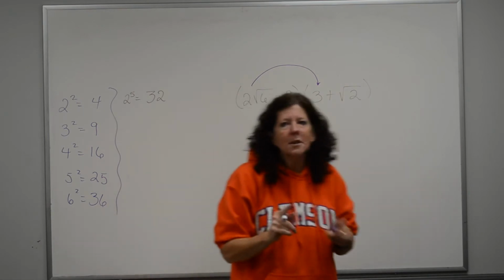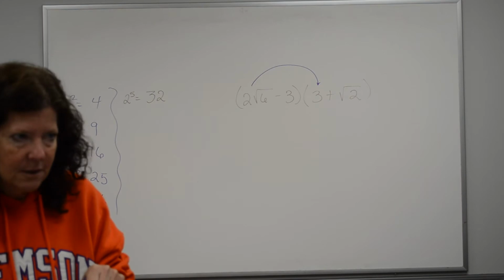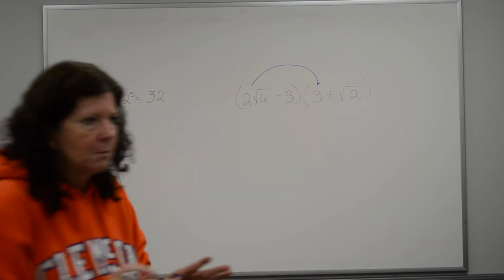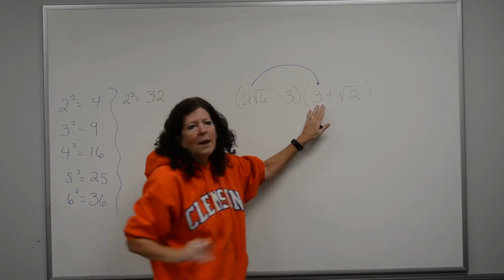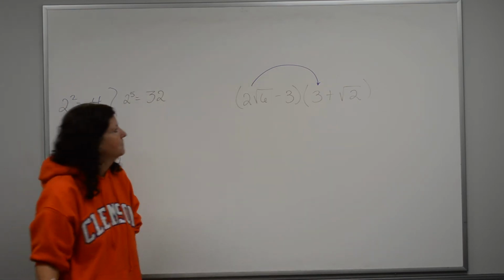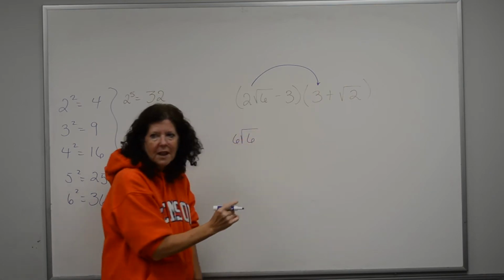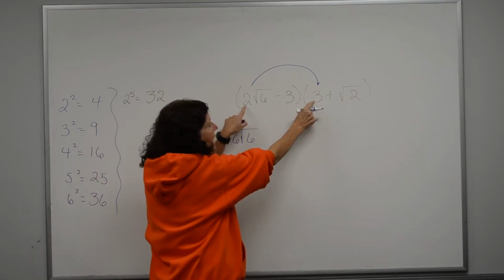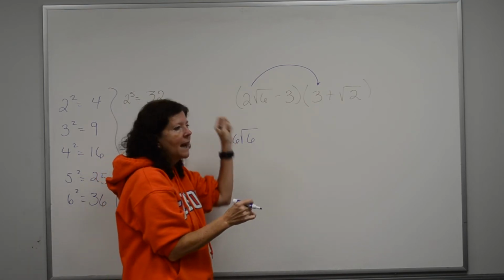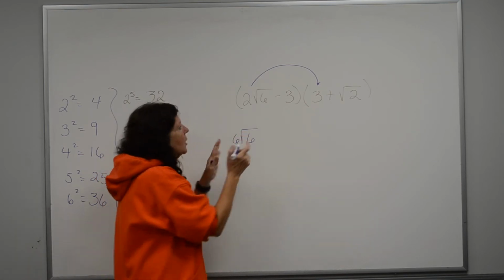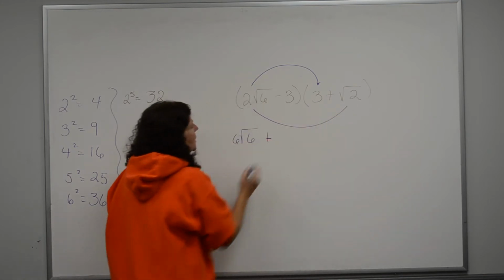You can only multiply what's on the outside of the square root together or what's underneath the square root together. You can't mix and match them. Okay, so if I'm doing 2 on the square root of 6 times 3, what do I have? 6 on the square root of 6, because I multiply what's outside them together, okay? I can't multiply an outside times an inside, okay?